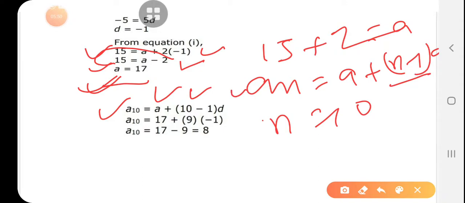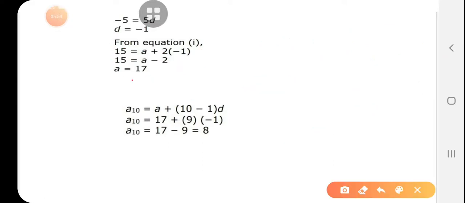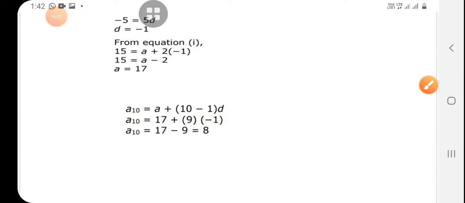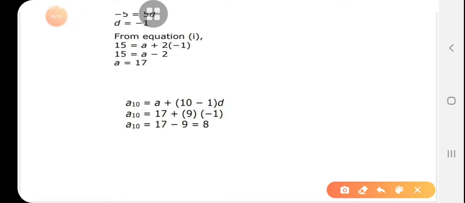So a10, we have a as the first term. Put the value 17, 10 minus 1 that is 9, and the value of d, that is minus 1, it is written here. So we get 17 minus 9, that is 8. So we got two values: a10 is equal to 8 and d is equal to minus 1.